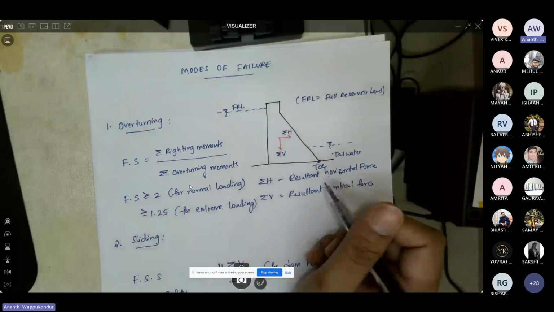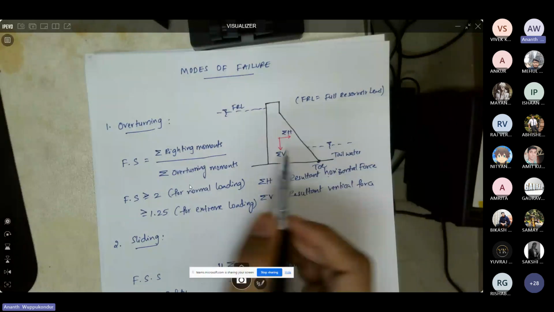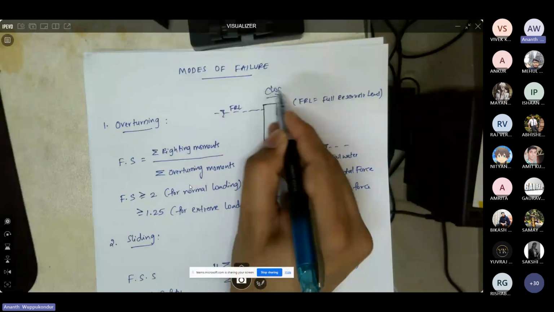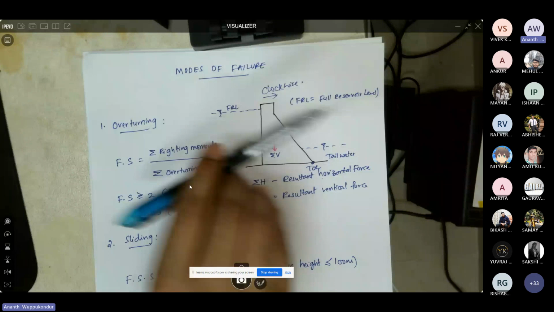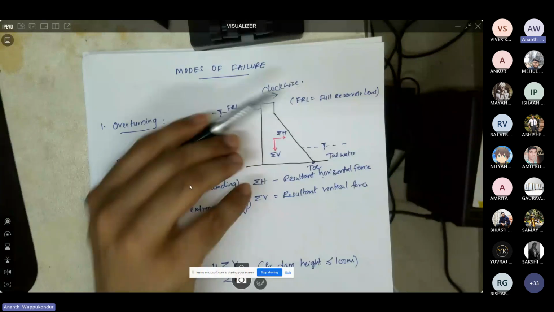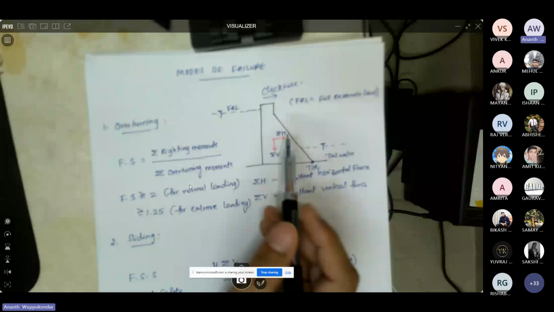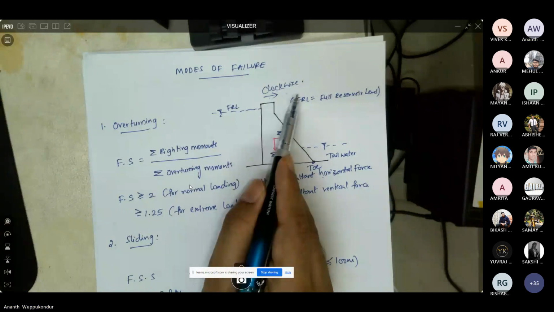we take the moments of each of these forces, and whatever force is acting in the clockwise direction is considered an overturning moment, which is trying to push the dam in the downstream direction, which is going to lead to instability of the dam. So what we want is this dam to be stable, and the forces acting in the clockwise direction should be counteracted by forces acting in the other direction.